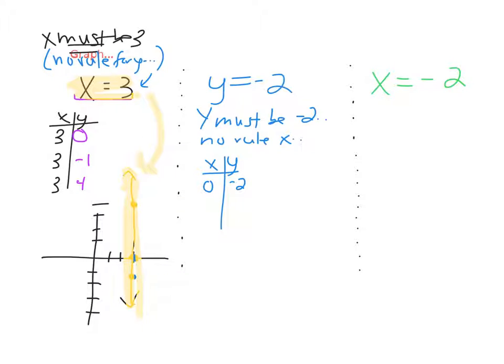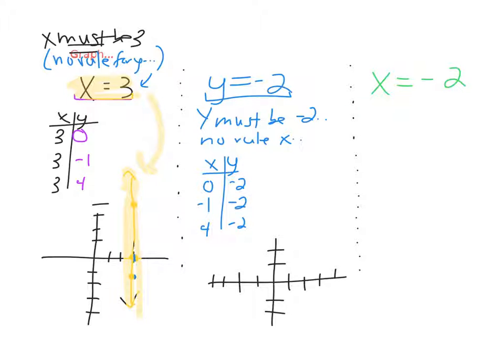If I pick a different x value for my input like -1, again the rule says the y value has to be -2. If I put in a number like 4 for x, the rule says the y value has to be -2. So if I were to go plot those on a coordinate plane, I would see my first point is at 0, -2. My second point is at -1, -2, and then 4, -2. So if I connect these points, I can clearly tell they made a horizontal line.